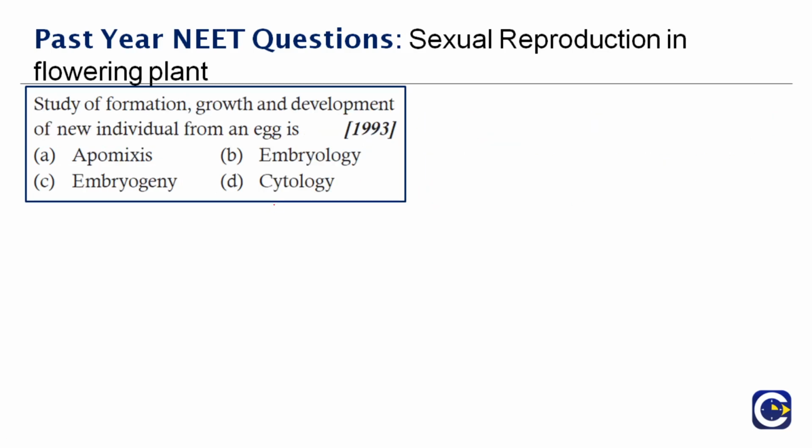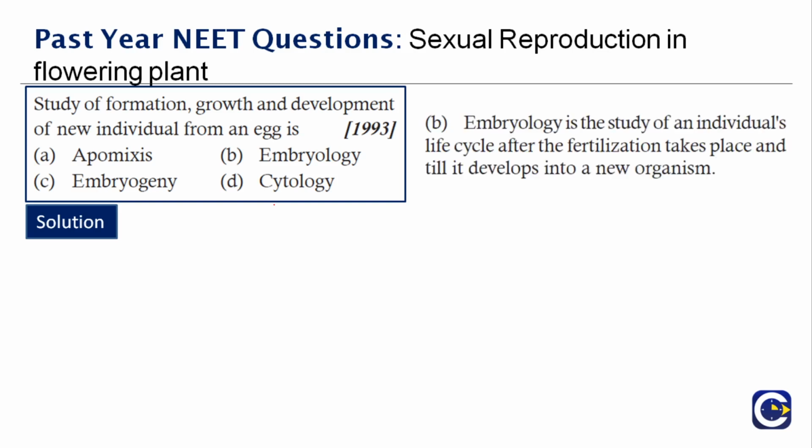Next question here. Study of formation, growth and development of new individual from an egg is dash, and this question was asked in the year 1993. So any idea what it could be? We are studying the formation, growth and development of a new individual from an egg. So that is called embryology. Embryology is the study of an individual's life cycle after fertilization. We are studying the development of a new organism. Embryogeny goes with plants. Therefore, the right answer is option B. While cytology is the study of the cell.